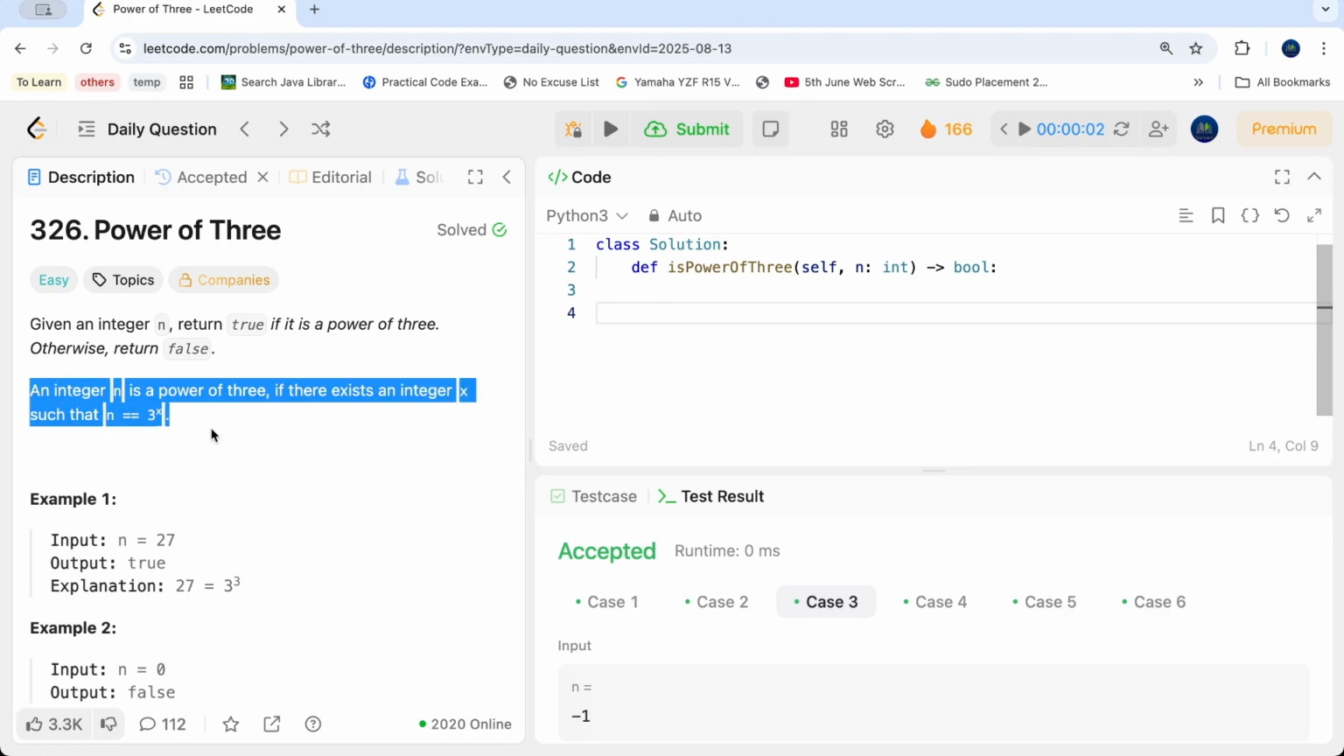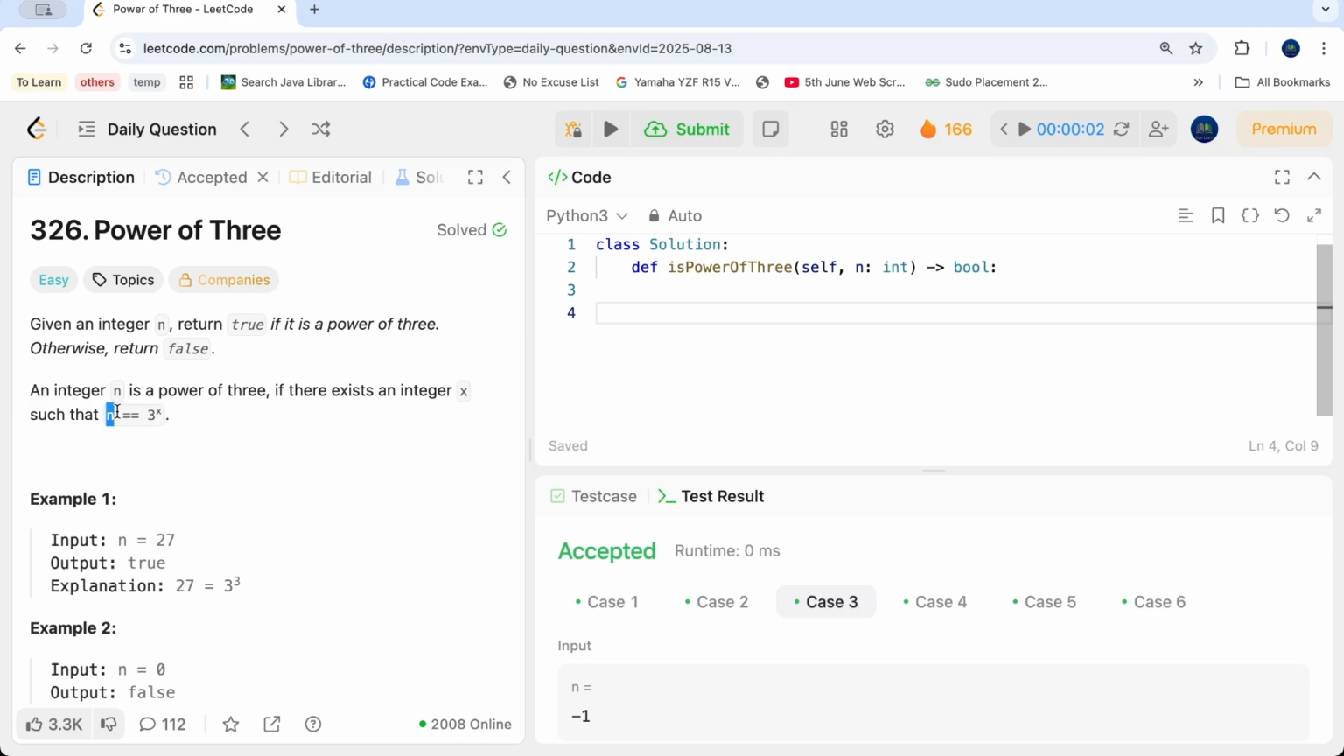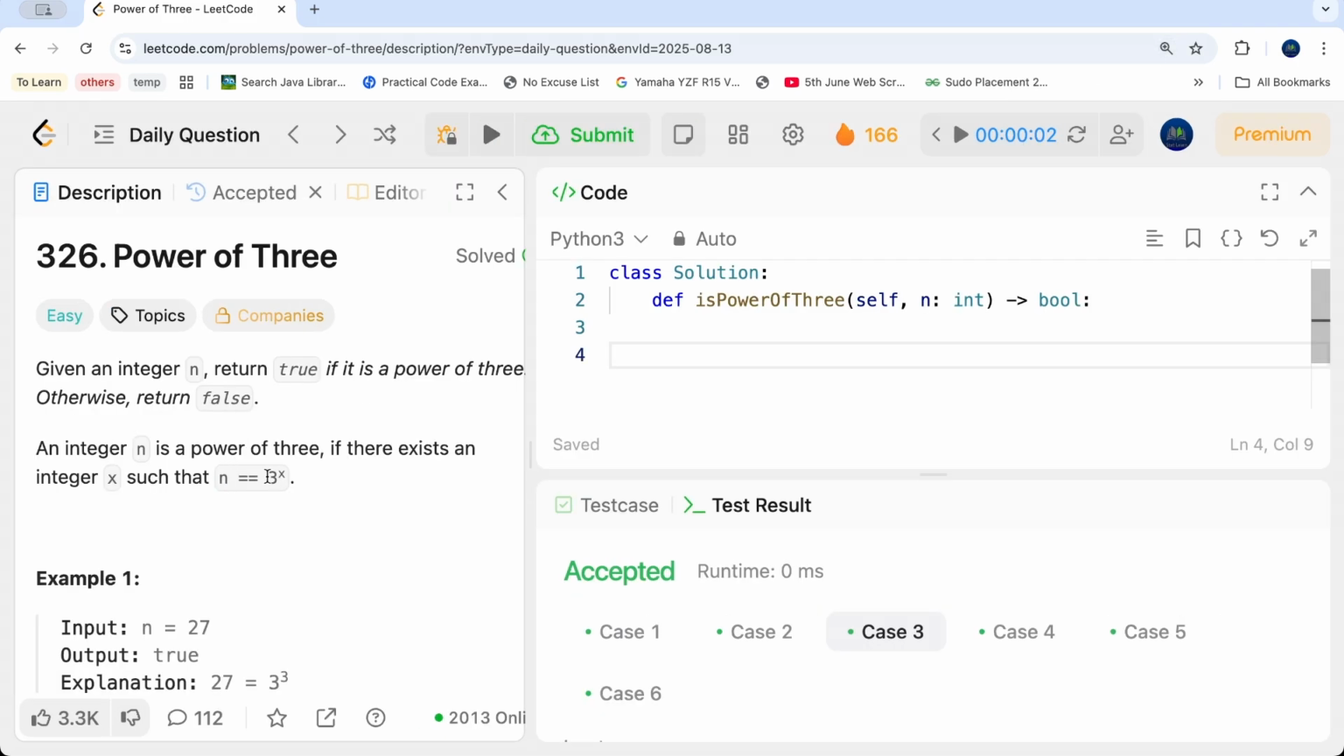So the second line says that an integer n is a power of 3 if there exists an integer x such that n is equal to 3 to power x. So basically your n can be represented in the form of 3 to power x. Now this x could be anything but has to be an integer.